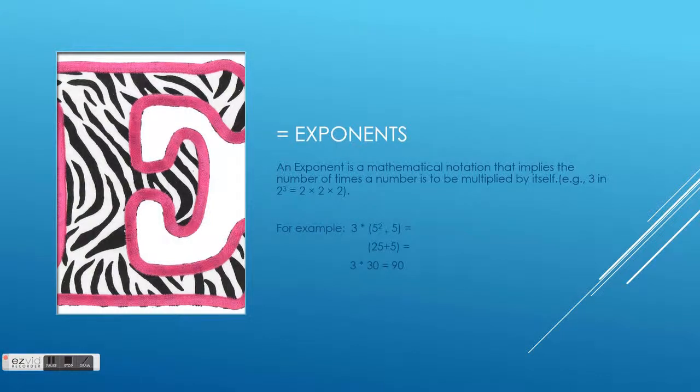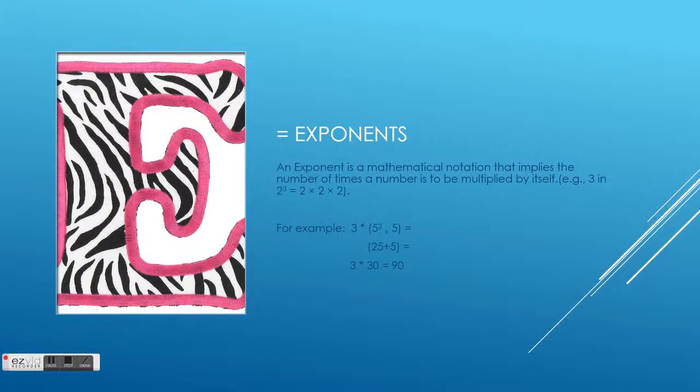Next, you have E. E is for exponents. An exponent is a mathematical notation that implies the number of times a number is to be multiplied by itself. So say you were to take 2 raised to the third exponent. What you're really saying is 2 times 2 times 2.